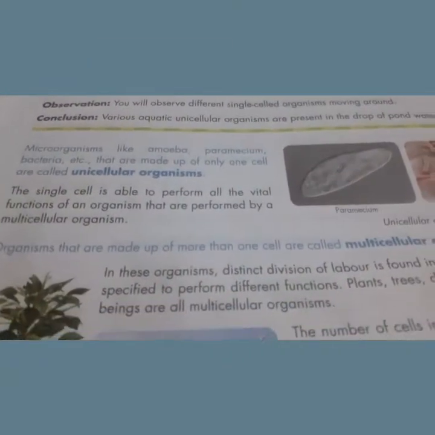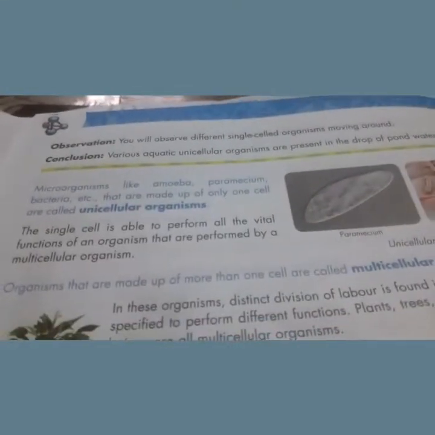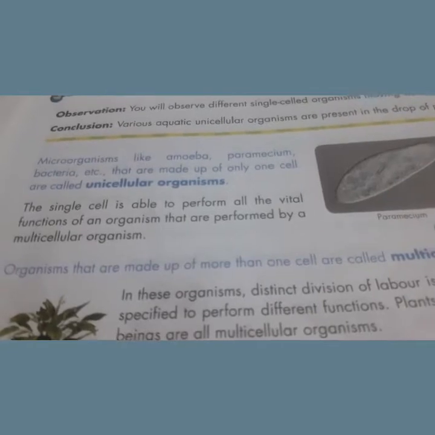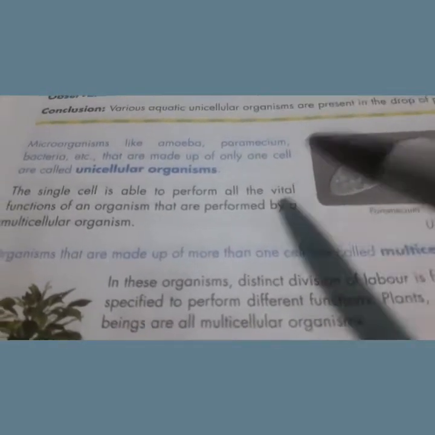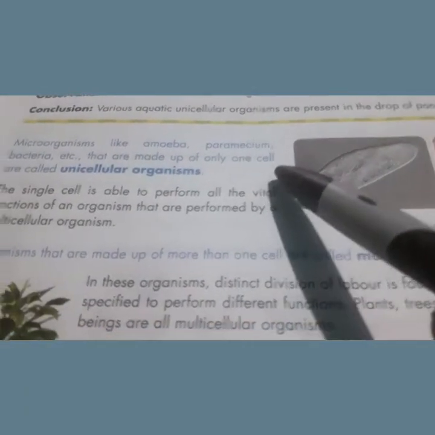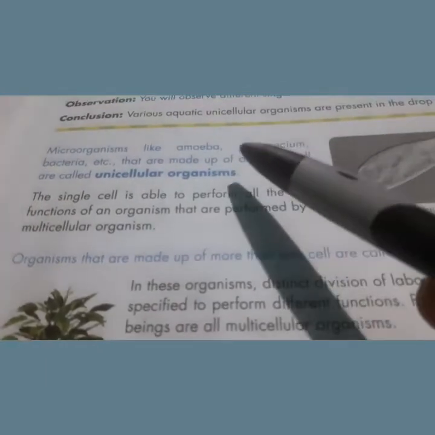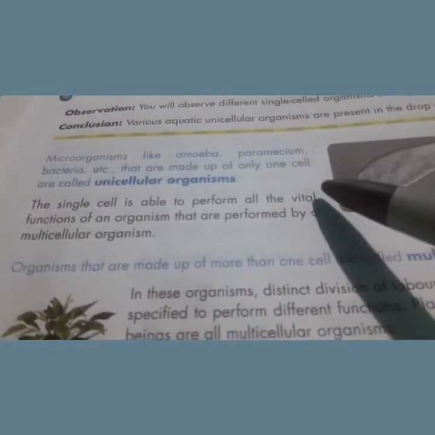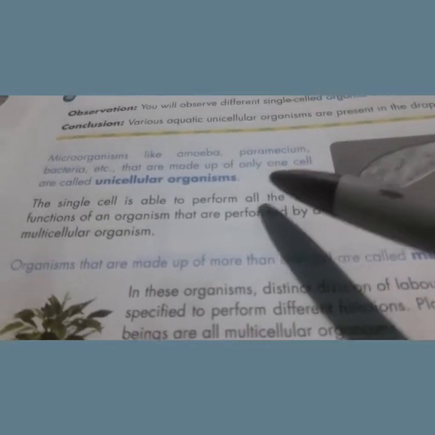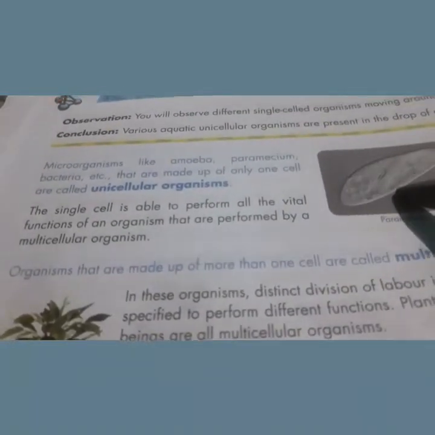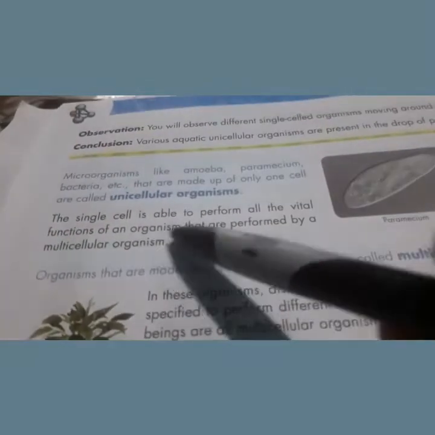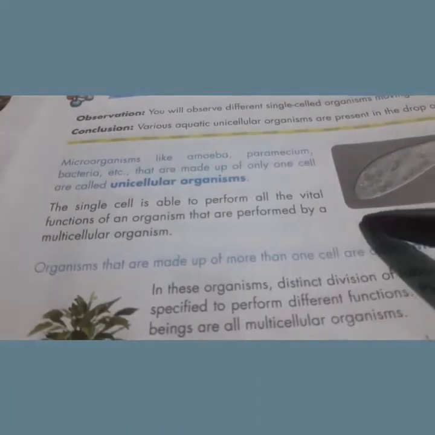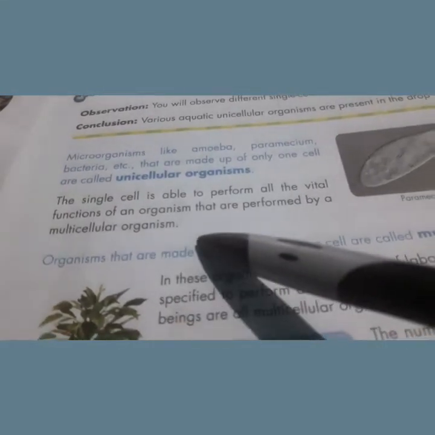Unicellular organisms means those organisms which are made up of only a single cell, just like amoeba, paramecium, bacteria. You can see the whole organism is a single cell, and all the activities are also performed by this single cell. The single cell is able to perform all the vital functions of an organism that are performed by multicellular organisms.